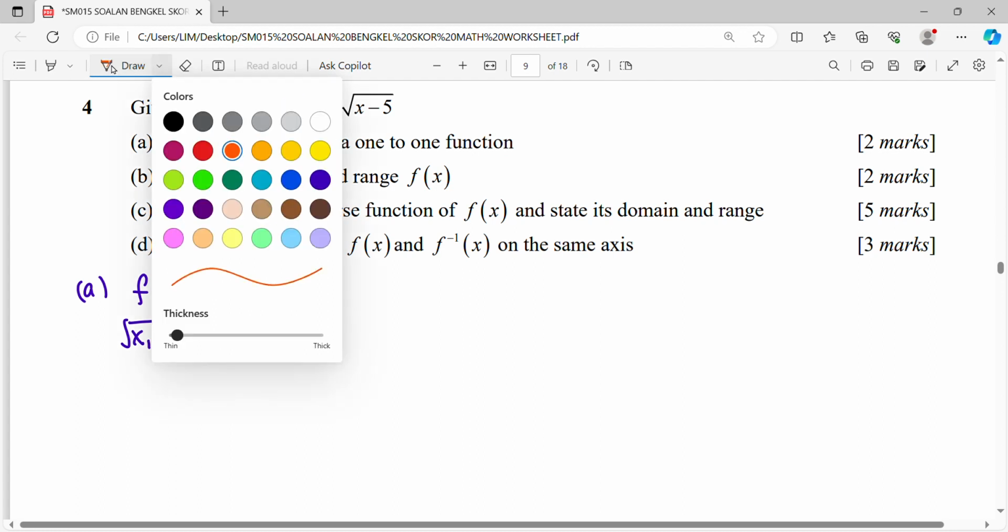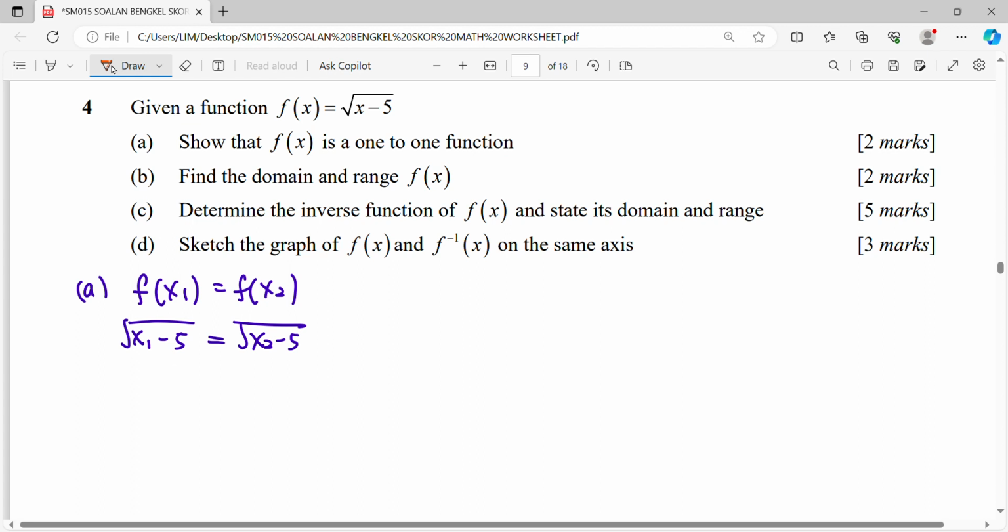Therefore, it comes to the basics in question 2, chapter 2: square both sides, where your square root and square can be cancelled. Then x1 minus 5 equals x2 minus 5. Lastly, x1 equals x2.